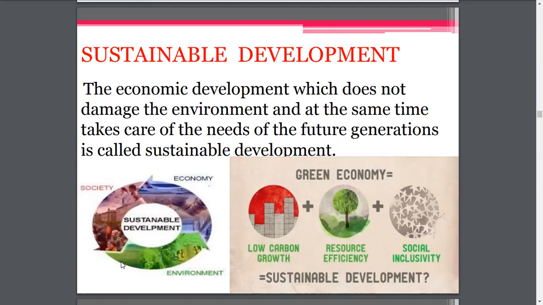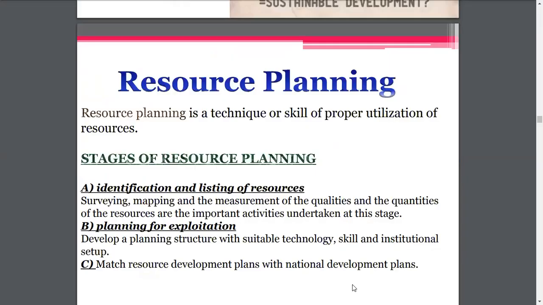That means development is important, but it should happen in such a way that it is not harming the present generation and is not going to harm the future generation. That is sustainable development, which is not harming anyone. Here you can see the picture also: the green economy, sustainable development, low carbon growth plus resource efficiency plus social inclusivity, all equal to sustainable development, that is, development which can be sustained.